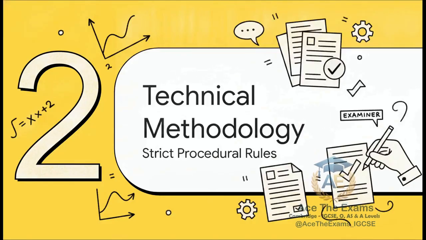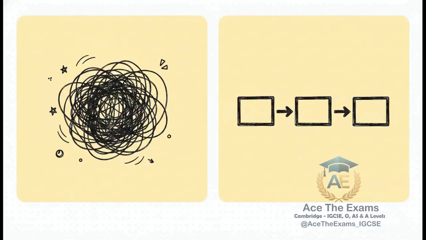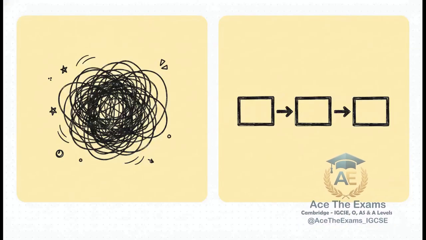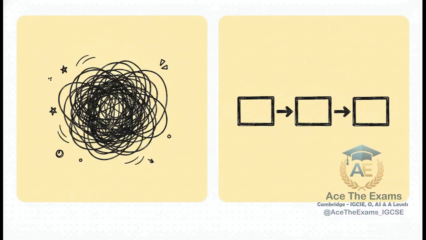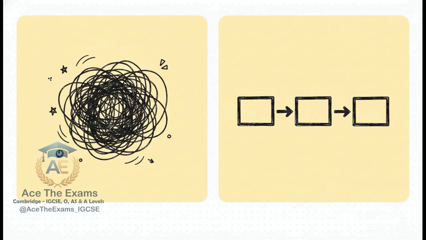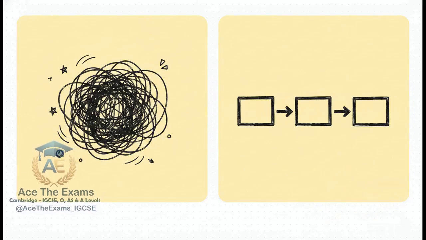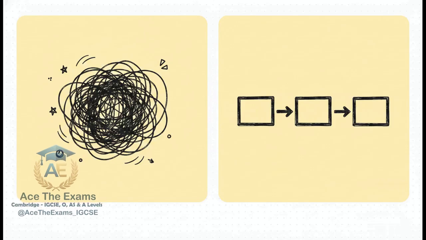Moving right along to Section 2, Technical Methodology. Now we're getting into the literal transformation of your exam paper. There's a massive gaping difference between an answer that bleeds easy marks and one that secures every single coveted method mark. Remember Alex from earlier? His paper is just messy, unstructured calculations. It looks like abstract art.